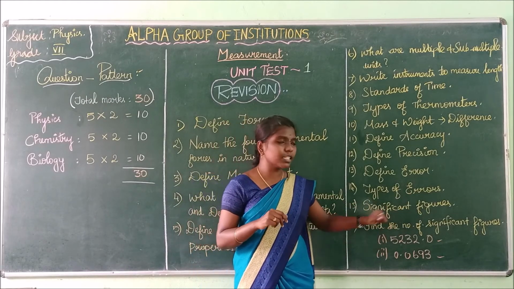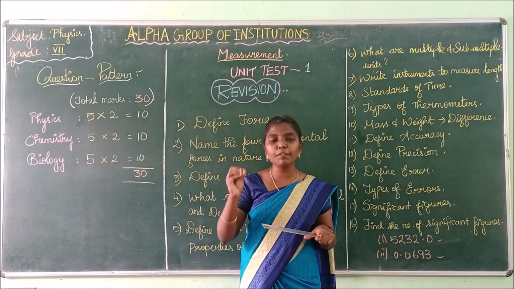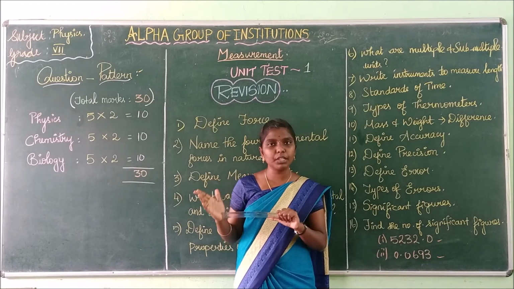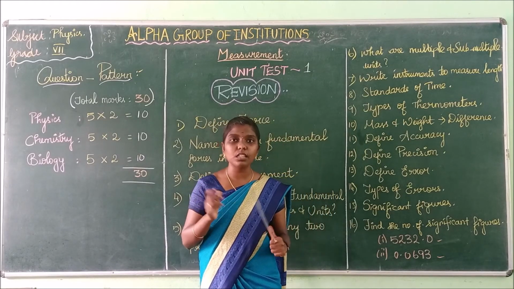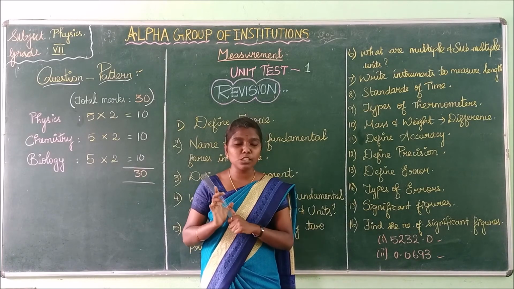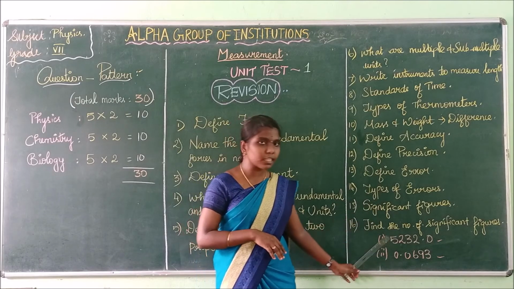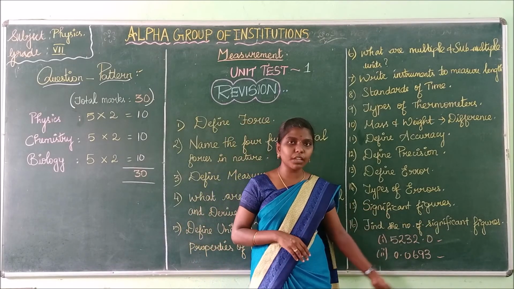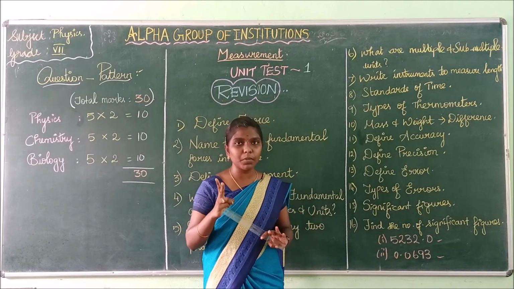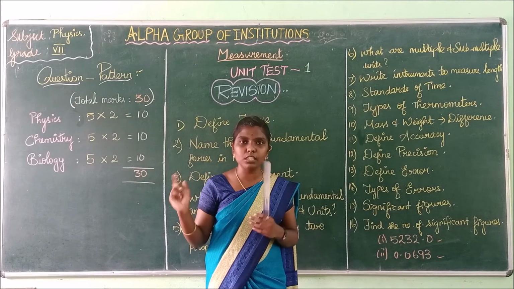Next, significant figures. What are called significant figures? The number of meaningful digits in a number is called significant figures. If they ask you to find how many significant figures are there in a number, they will be giving two numbers, and you have to find how many significant figures are there.